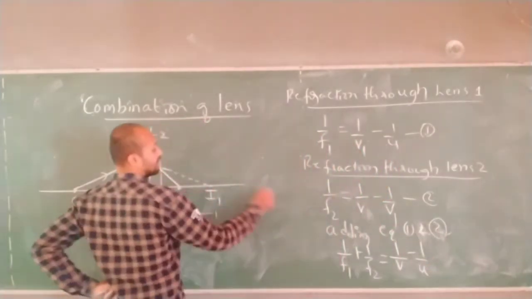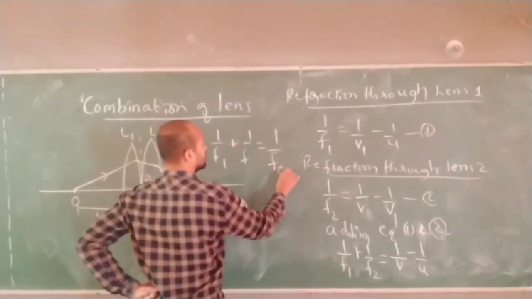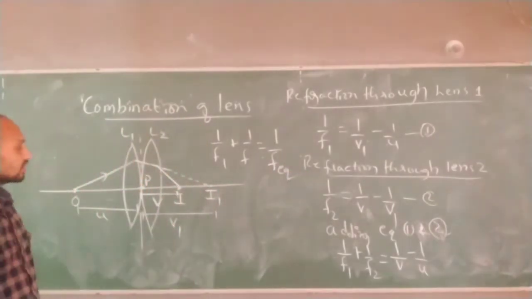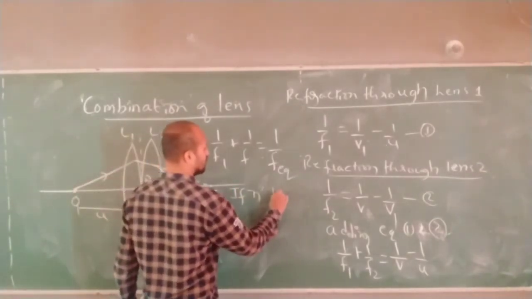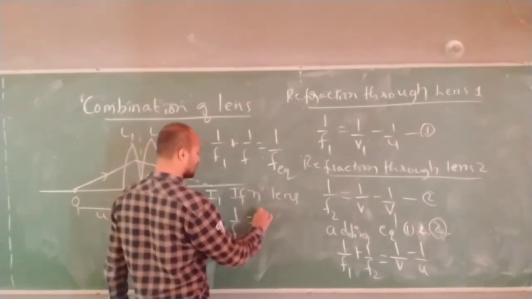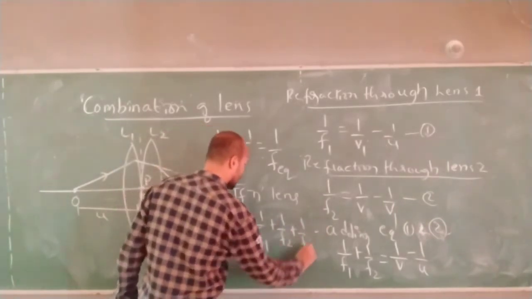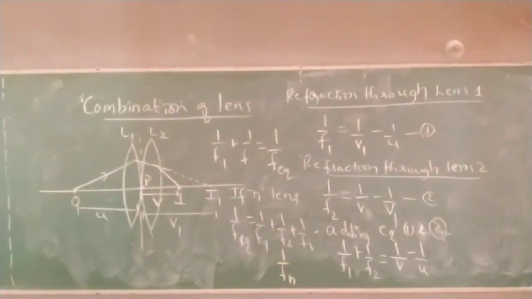This 1 by v minus 1 by u, I can call it the equivalent focal length of these two lenses. If n number of lenses are there, then I can write 1 by F equivalent is equal to 1 by f1 plus 1 by f2 plus 1 by f3, and so on up to 1 by fn. So this is about equivalent focal length.